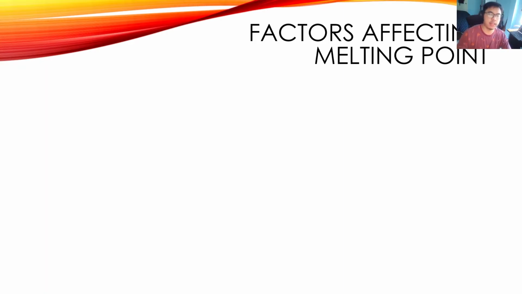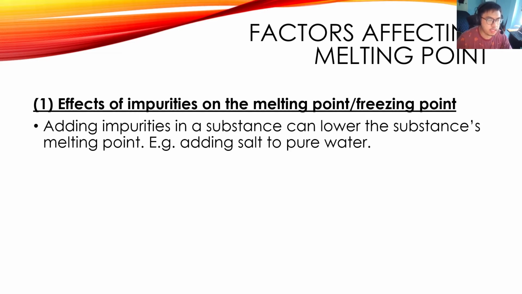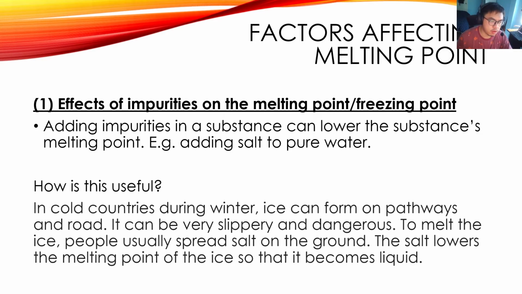Now we're going to talk about the factors affecting the melting point or the freezing point. These two are basically the same. If you add impurities to a substance, it can lower the substance's melting point. For example, water has a melting point of 0 degrees Celsius, but if you add salt to pure water, that's going to lower its melting point. How is this useful? In cold countries during winter, ice can form on pathways and on the road. It can be very slippery and dangerous. To melt the ice, people usually spread salt on the ground. The salt lowers the melting point of ice so that it becomes liquid easier.